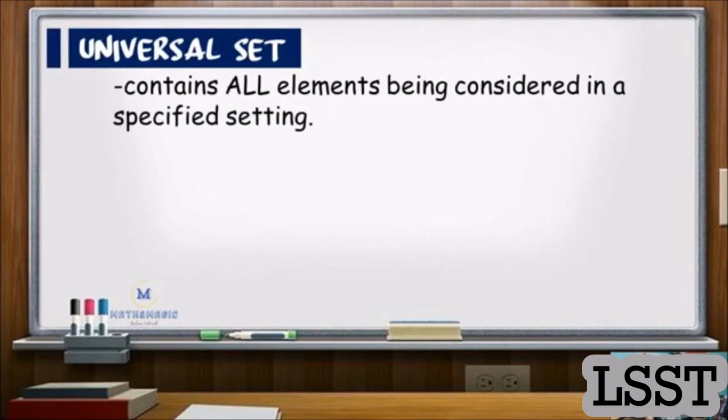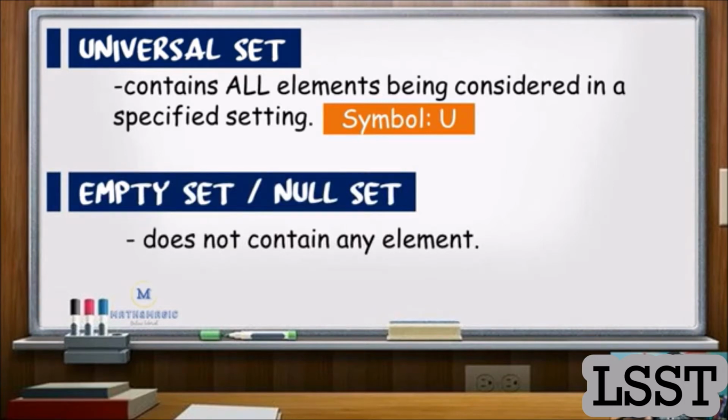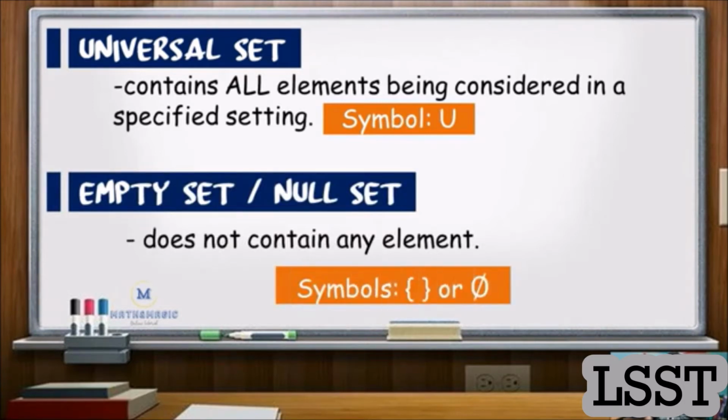Okay. Next, the set that contains all elements being considered in a specified setting is a universal set. It is denoted by the symbol U. Next we have the empty set or the null set. It does not contain any element and it is denoted by these symbols.